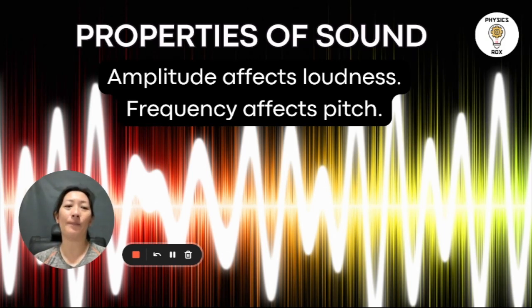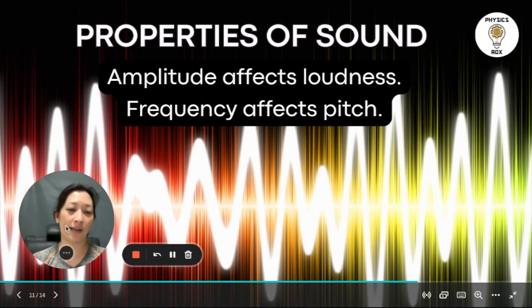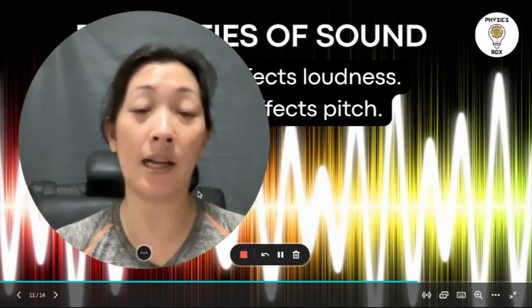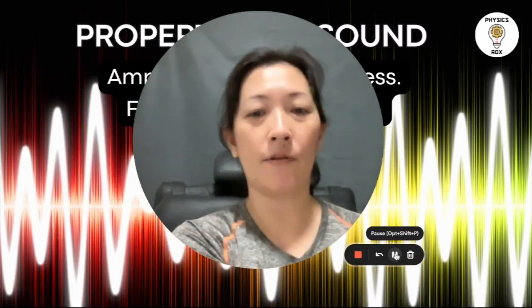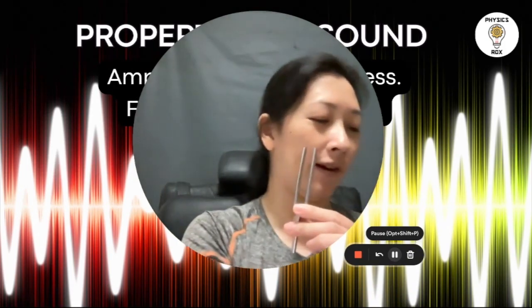They can have different amplitudes, same frequency. So that means the same note but different loudness. So just to demonstrate this again, we're going to use the tuning forks. So for example, okay, we have two different forks. Let me get another two that's far more different.